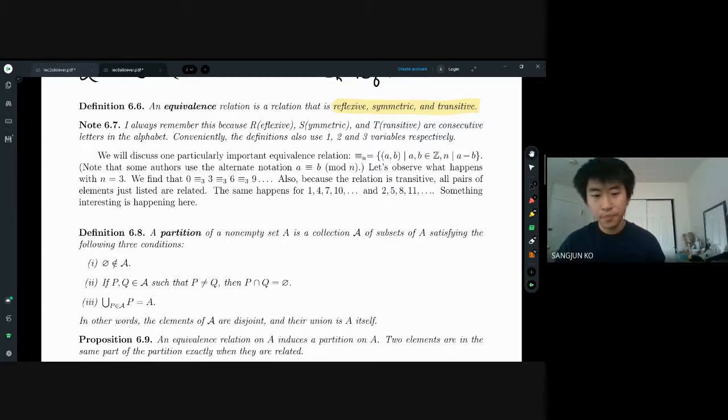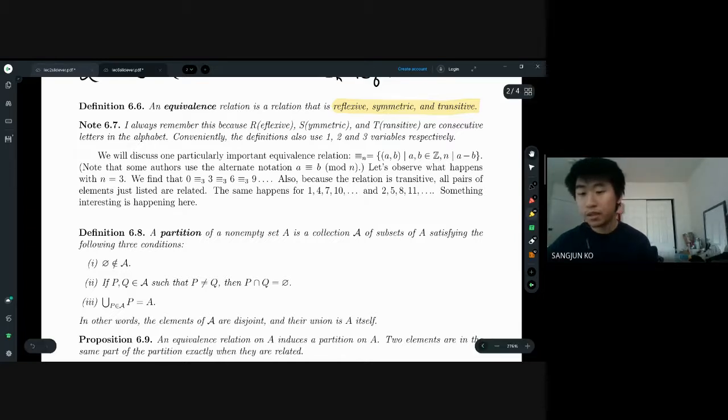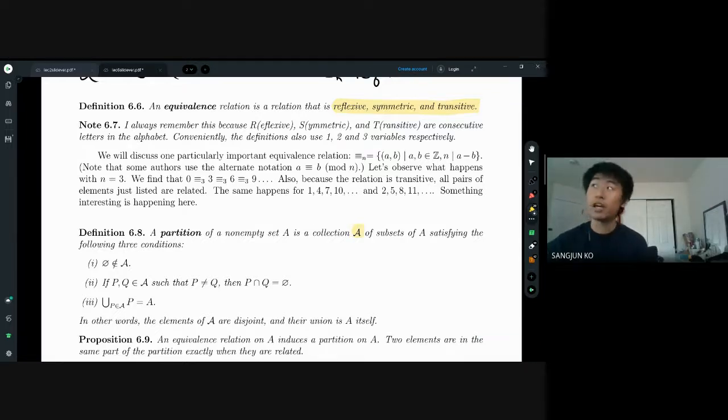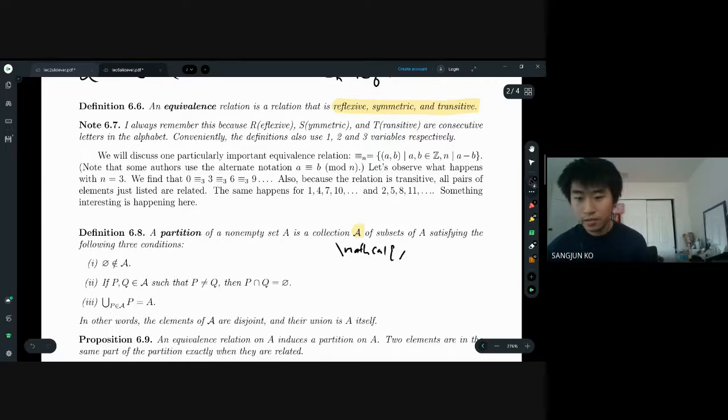Okay. So what is it? It is a collection of a non-empty set. We're just going to say it's not empty because we don't want to talk about empty sets. A collection, usually when you talk about collections, you use the calligraphic font, \mathcal{A}, of subsets of A, satisfying these three conditions.